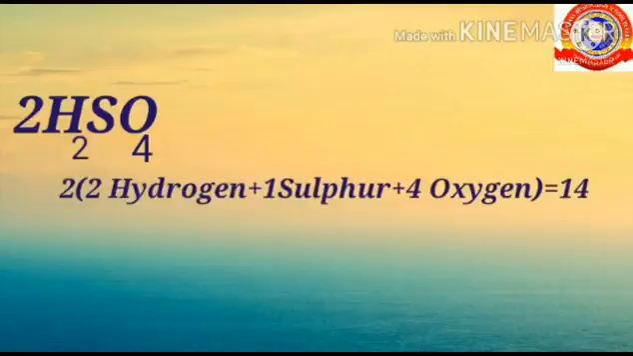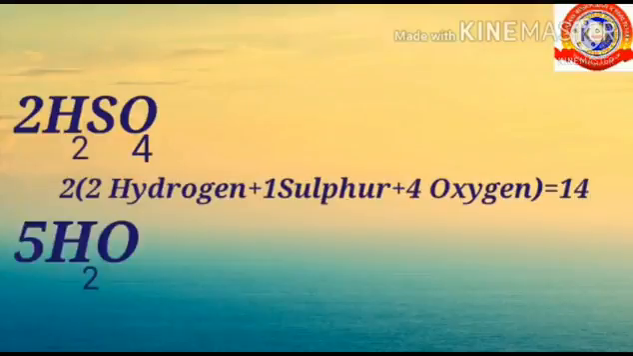Moving to the next question, 2H2SO4, that means 2 molecules of sulfuric acid. Do you know how to calculate the total number of atoms present in 2 molecules of sulfuric acid? Yes, 2 into how many atoms? 2 hydrogen plus 1 sulfur plus 4 oxygen. That is 2 into 7, that is equal to 14. So 14 atoms are present in 2 molecules of H2SO4.